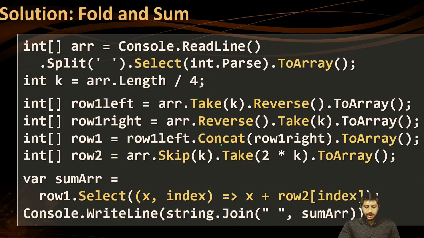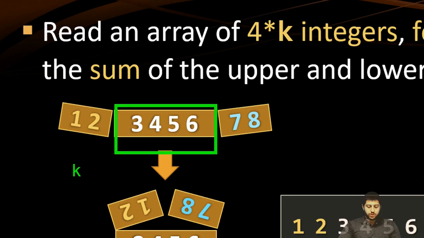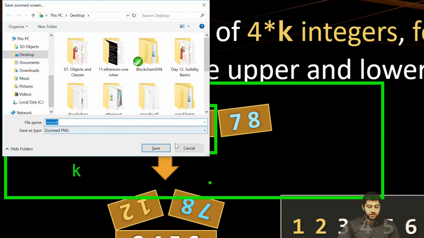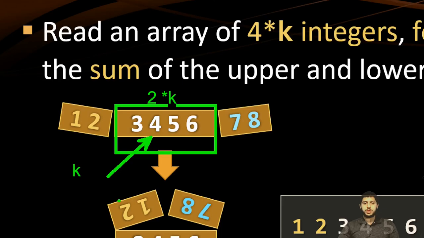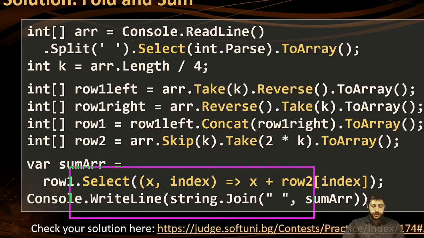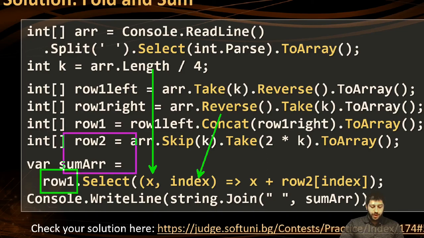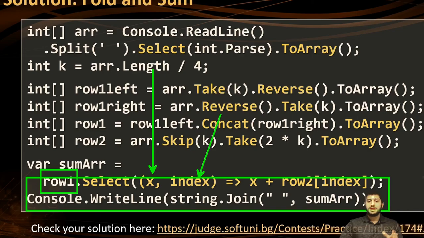Why? Well, if we go back here, you'll see that we skip k and we take 2 times k, which in our example here, we skip 2 and we take 4, just to get the bottom row. Okay? Finally, here they are using dot select to sum using the indexes or indices. So basically dot select here means that we take every single item in row 1 or the top row and sum it with the corresponding item with the same index in the bottom row or row 2. And they pretty much get the same thing, but it's a little bit more confusing.